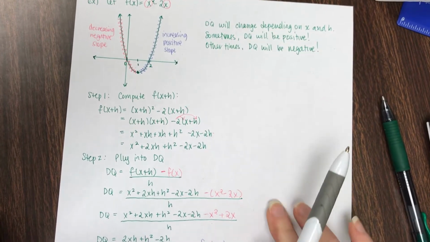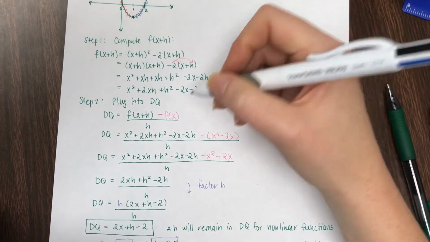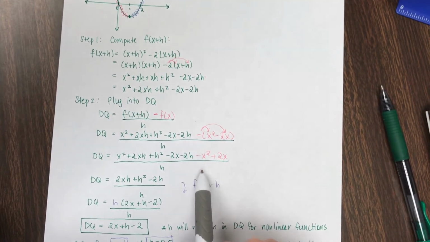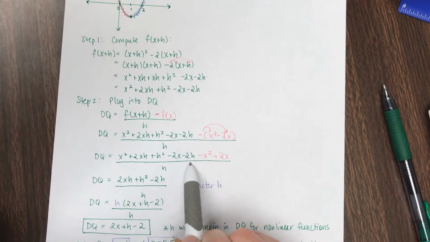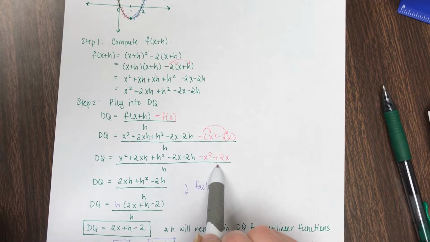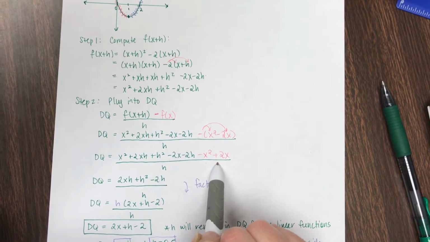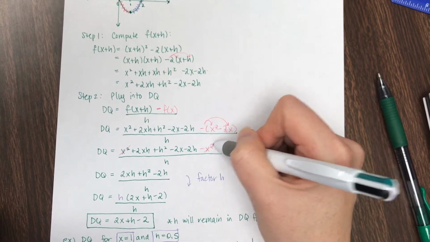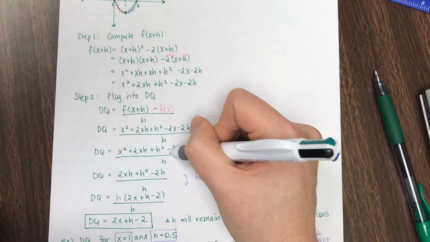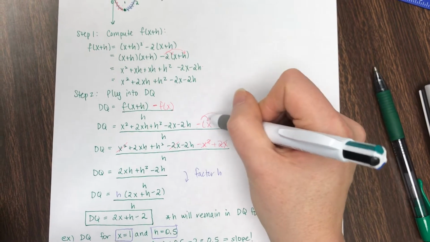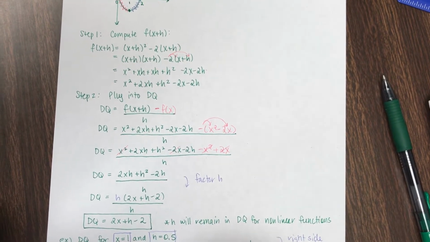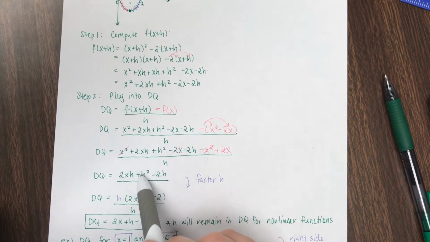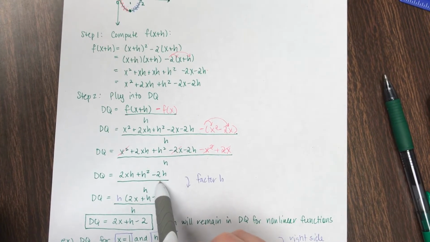Plug him in here. Now in this step, I just want to be careful again that anytime I subtract a binomial, I change both of the signs. So I haven't changed f of x plus h, but now I have negative x squared plus 2x. Now, a lot of things should cancel when you do this. So you may notice that the x squared cancels and that the 2x cancels. If they don't, check that you distributed the negative, because you really should get a bunch of things to cancel out here. And what I'm left with is 2xh, h squared, and negative 2h.